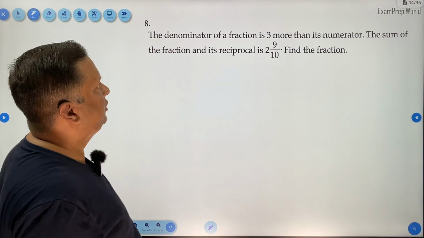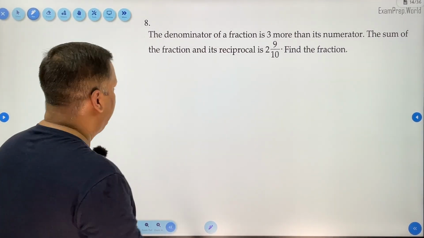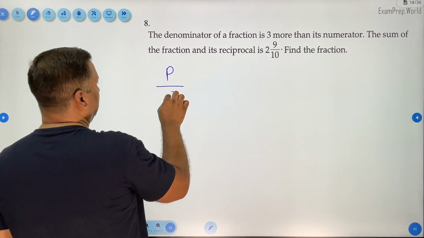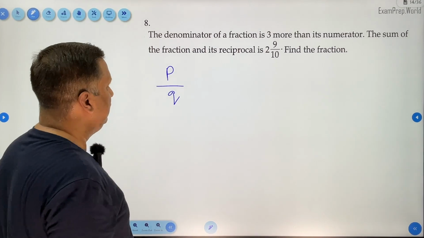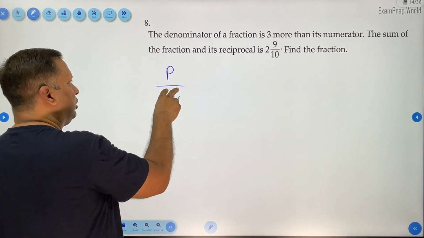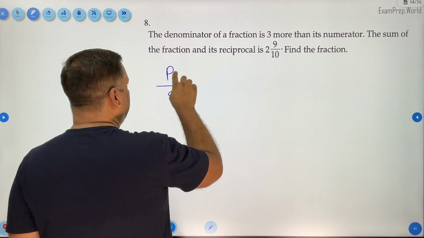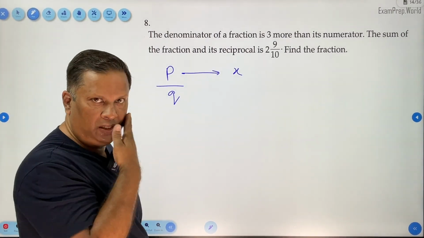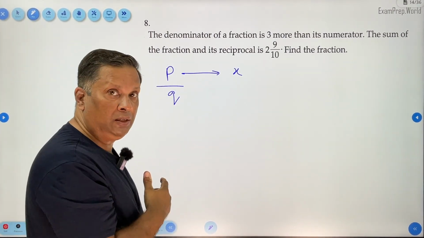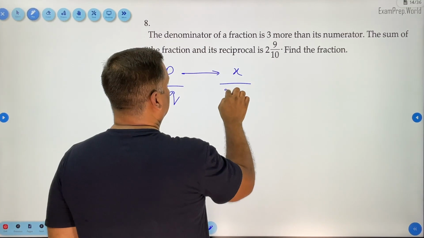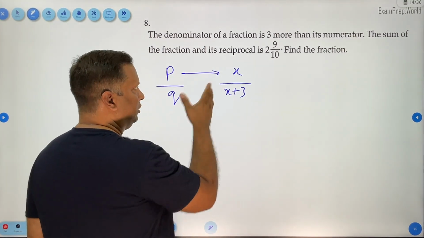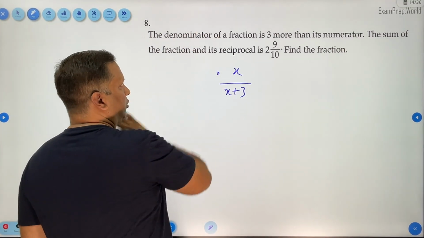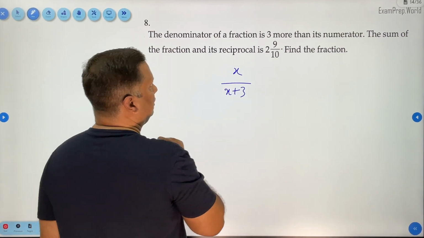The denominator of a fraction is 3 more than its numerator. A fraction is basically p and q, right? The denominator is 3 more than the numerator. So I will assume that my numerator is x. Okay? The numerator is x. So what will be the denominator? The denominator will be x plus 3, right? So this is my fraction. Understood? So now I got my fraction, it is x by x plus 3.